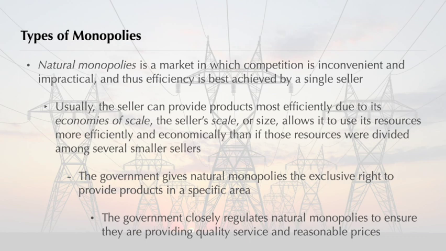In some markets, competition is inconvenient and impractical. These natural monopolies feature a single large seller that produces a good or service most efficiently. Usually, the seller can do so because of its economies of scale. That is, the seller's large scale or size allows it to use its human, capital, and other resources more efficiently and economically than if those resources were divided among several smaller producers.